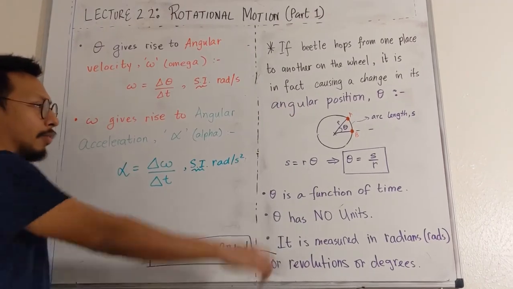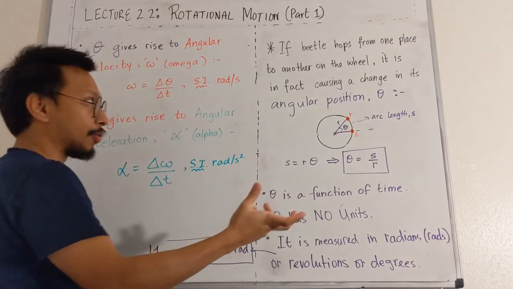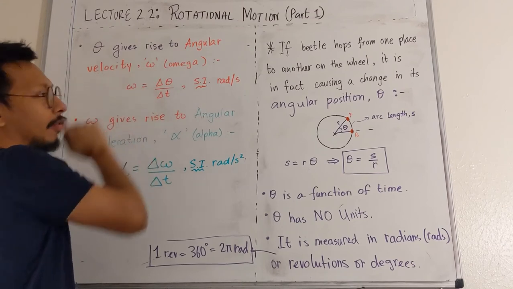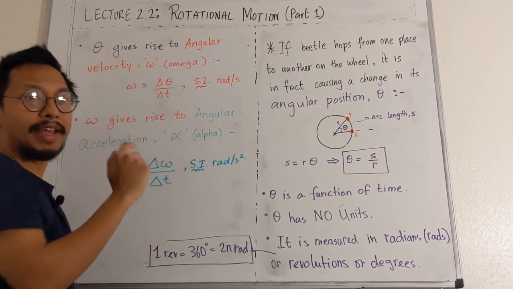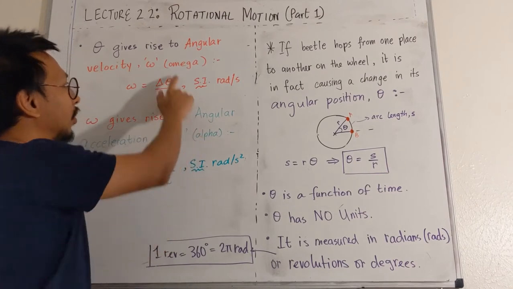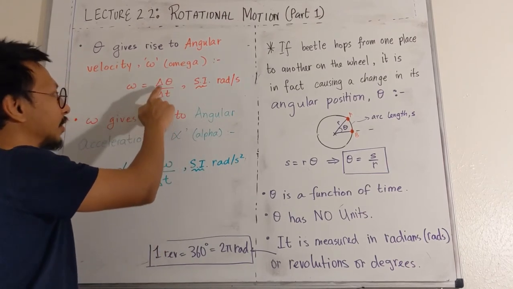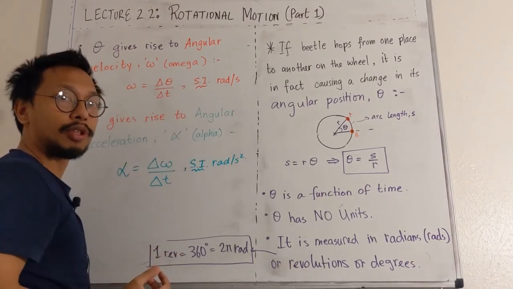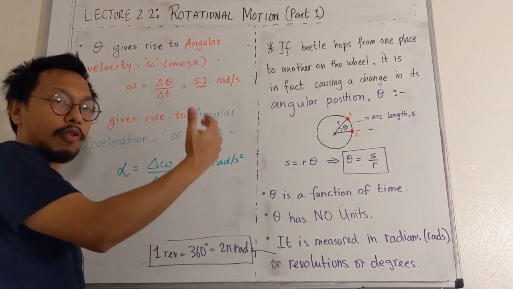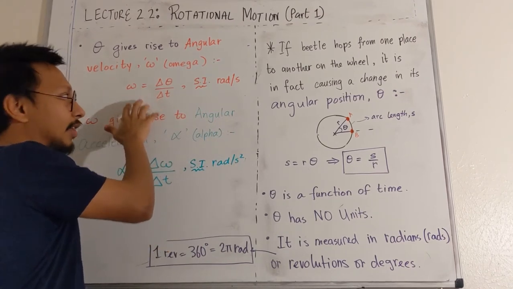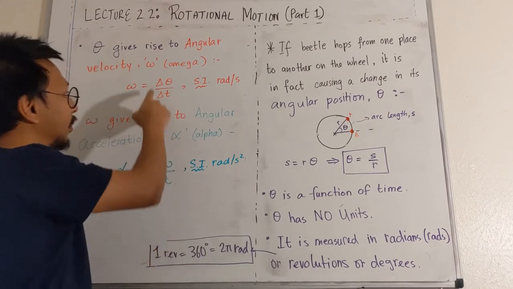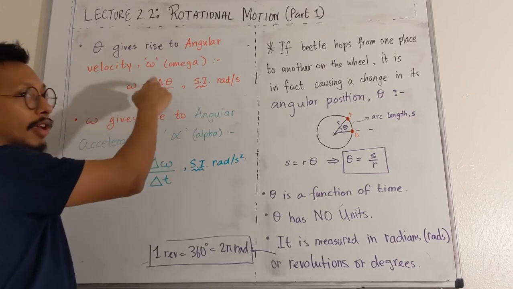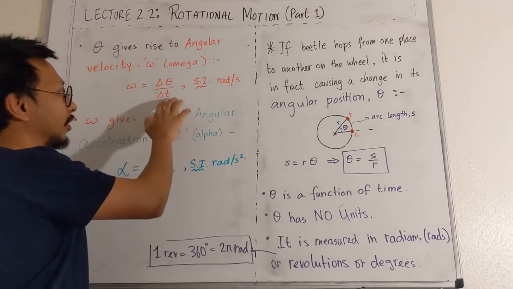Okay, the birth of theta, that is angular position, gives rise to other angular variables. Theta gives rise to angular velocity, denoted by omega, or the Greek w. And omega is defined as the angular velocity, since velocity, if we remember from linear motion, was nothing but the change in displacement over time. Omega is another kind of velocity named angular velocity, defined as the change in angular displacement, delta theta, over delta t, the change in time.